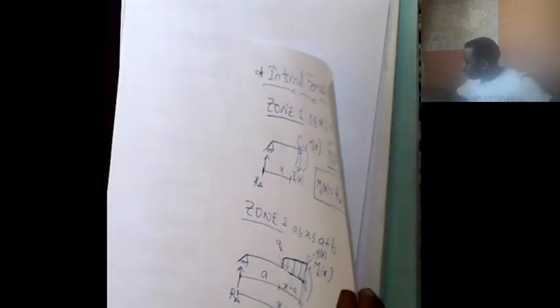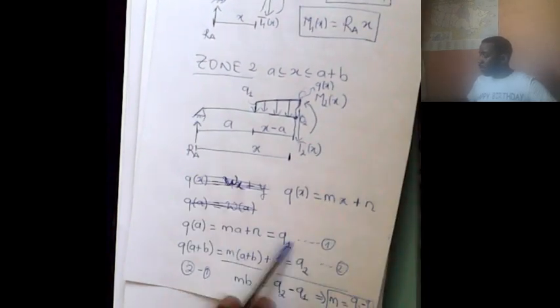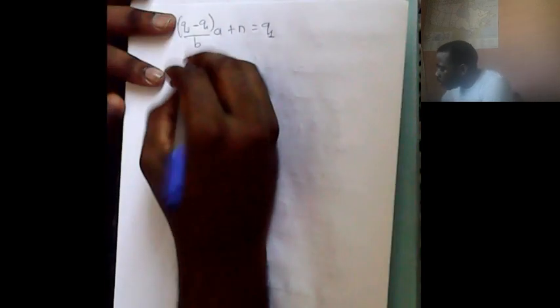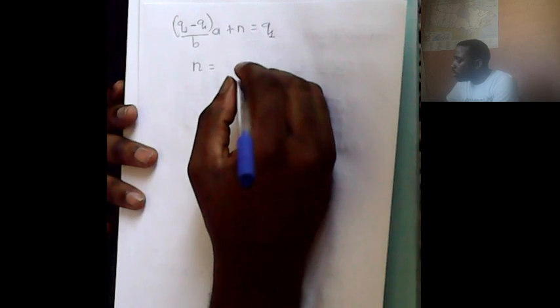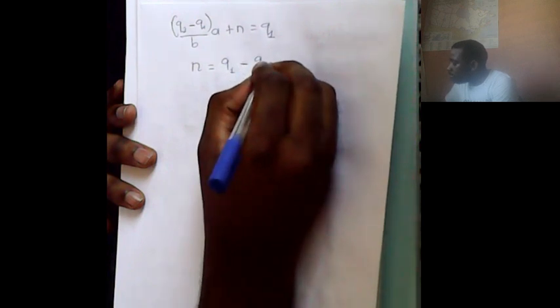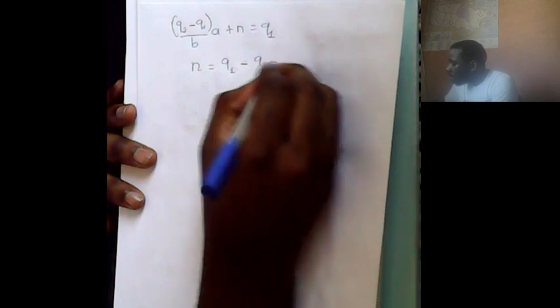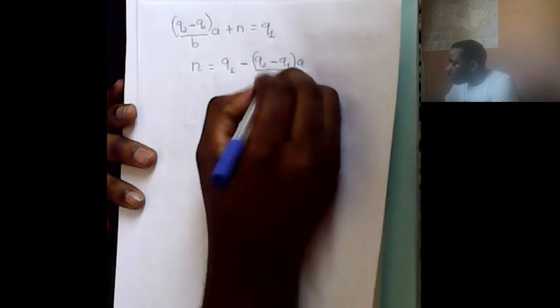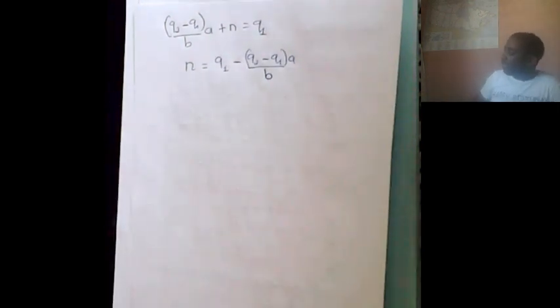Good. So I will have m, which is q2 minus q1 over b, and all of that has to be multiplied by a, plus n. It should give us q1. That's what we have from this equation here. So let's just pull n and then we are good to go. What we are saying is that n will have to be equal to q1 minus q2 minus q1, times a over b. I was trying to see how I can simplify this also.